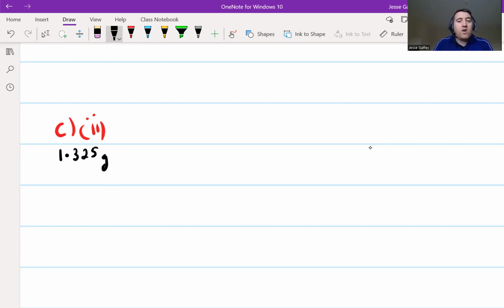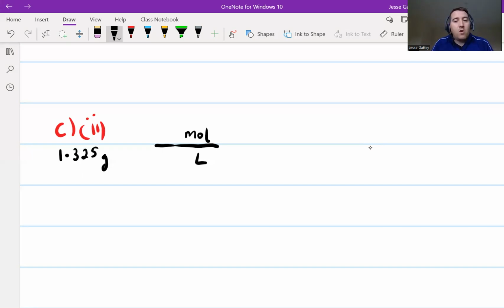Okay, so we're told we want to make a 0.05 molar solution. Now, what does 0.05 molar mean? It means moles per liter. So what we want to do is go from a number of moles per liter, and we want to find out how many grams we need to make it up to 250.